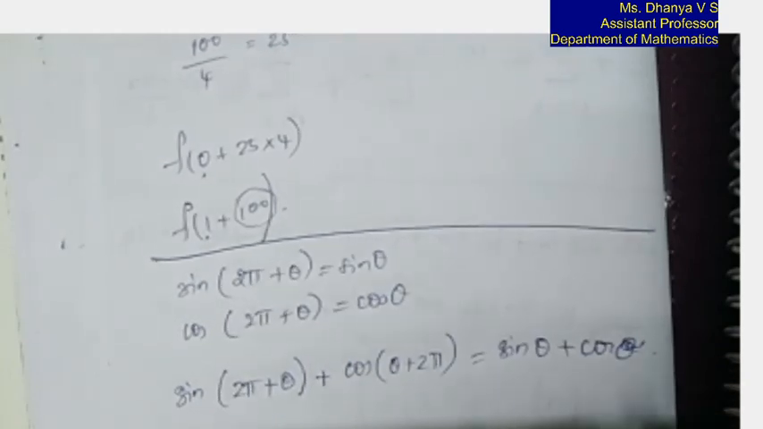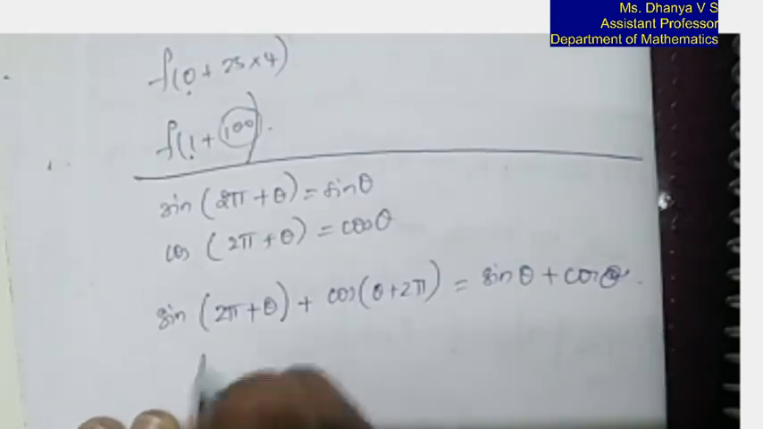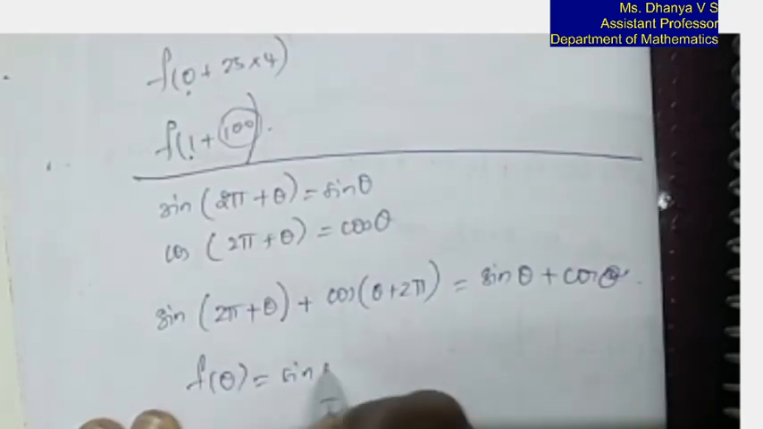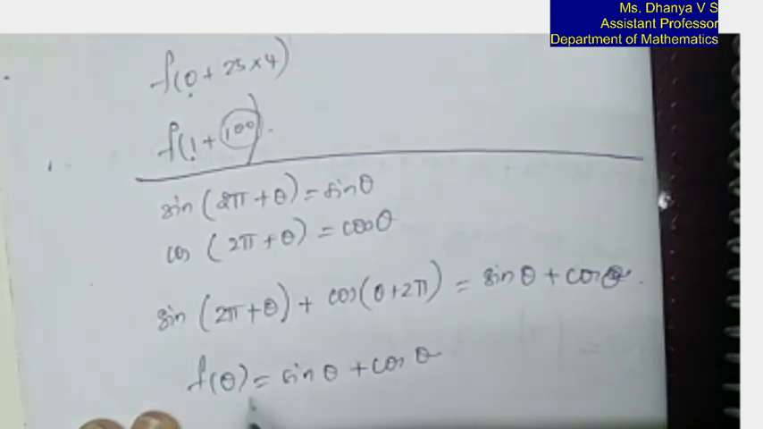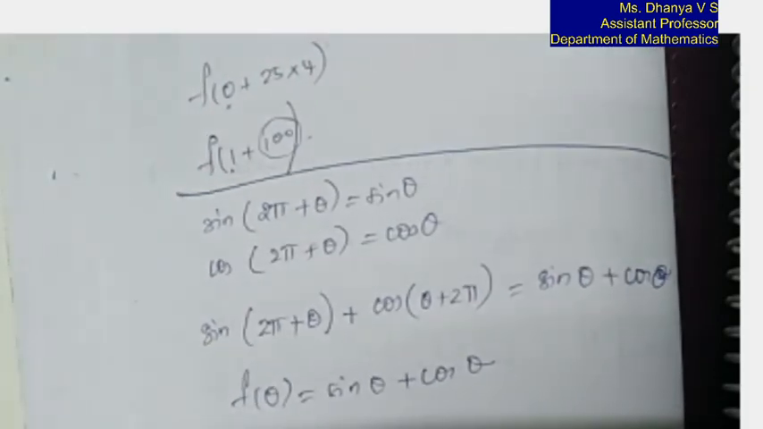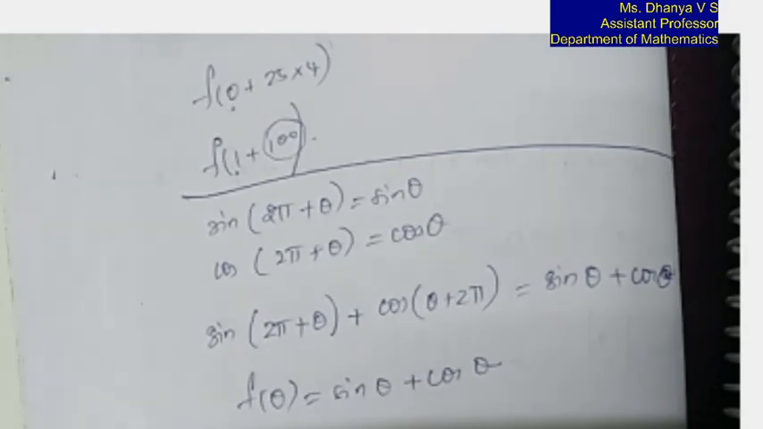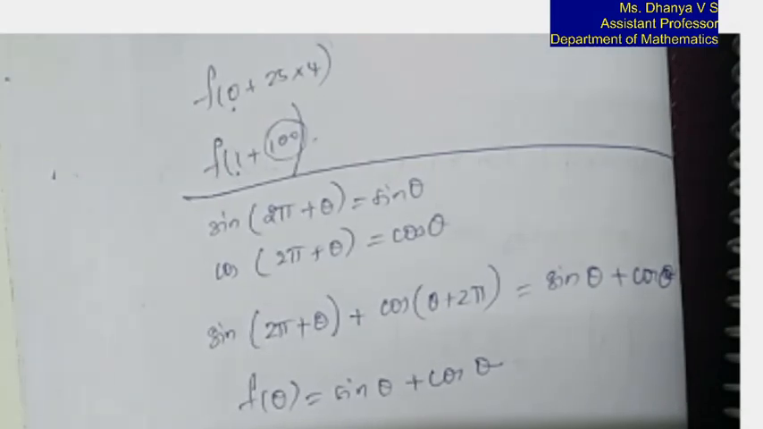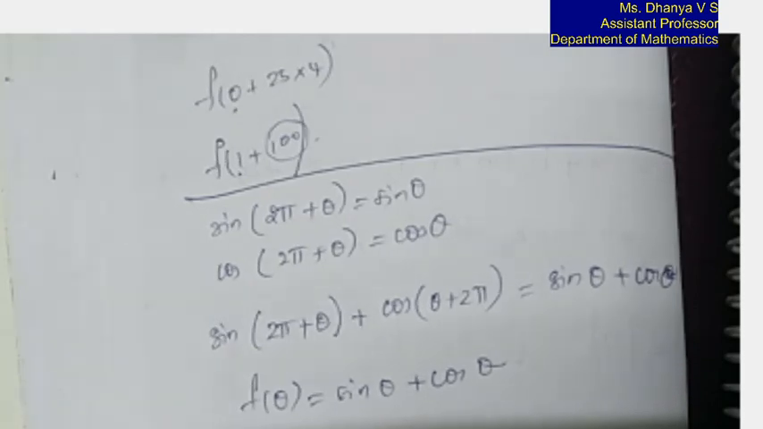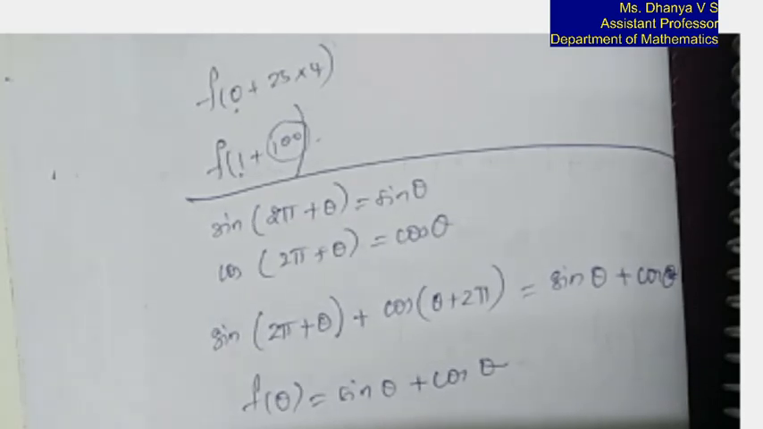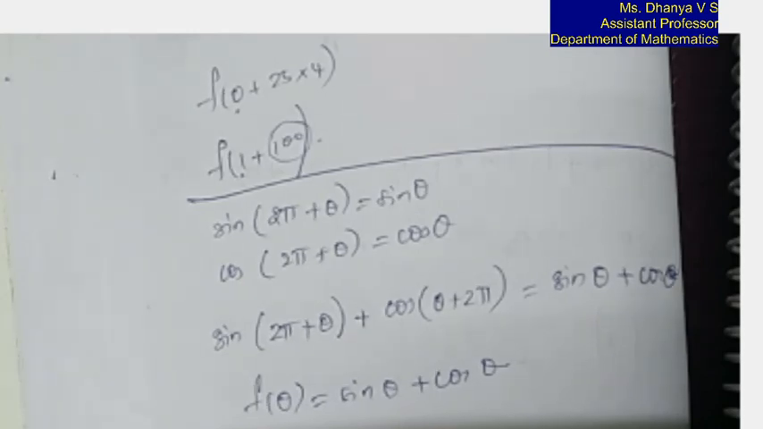So if my f of theta is sine theta plus cos theta, then f of 2 pi plus theta is sine of 2 pi plus theta plus cos of 2 pi plus theta, which is also equal to f of theta. Since sine and cosine are periodic, their sum is also periodic. And what about their difference? Sine theta minus cos theta is also periodic with period 2 pi. Now what about the product? Is the product of two periodic functions periodic? Yes, they are periodic.